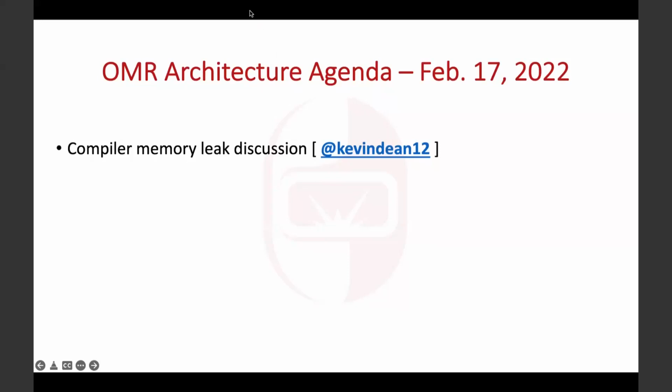Today we have one topic, and it's a compiler topic. Kevin Dean will be talking about a compiler memory leak that he and his team have discovered and would like some deeper insights on. So I'll turn it over to Kevin to take us through it.